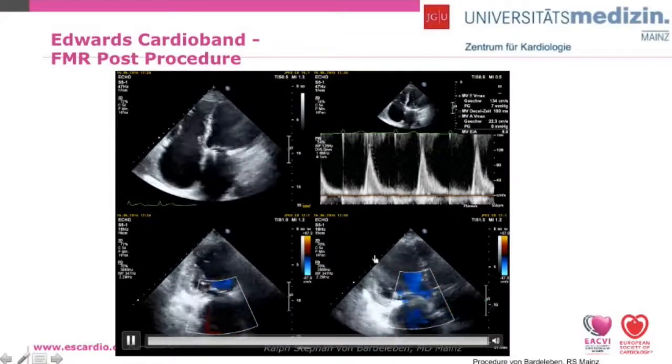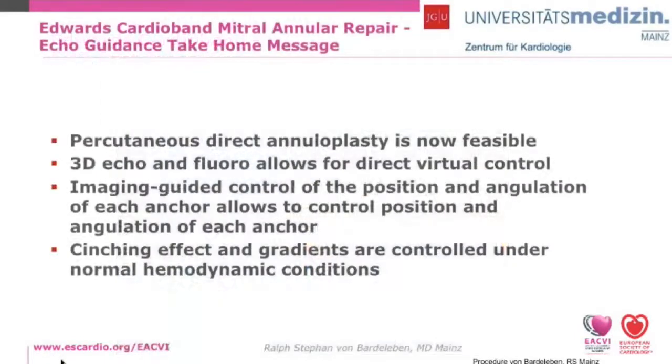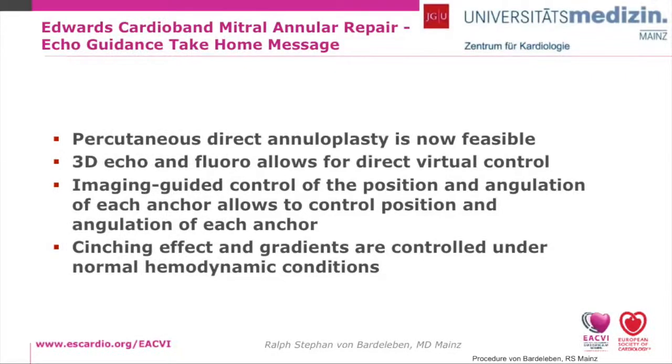With a very low mean gradient, as you will see later, and no regurgitation afterwards, just a trace. And you see that percutaneous direct annuloplasty is now feasible. 3D echo and fluoro also allow for direct virtual control, and imaging guiding control of the position and angulation is done with flexi slides or MPR with modern scanners. Changing effect and gradients can be controlled directly.